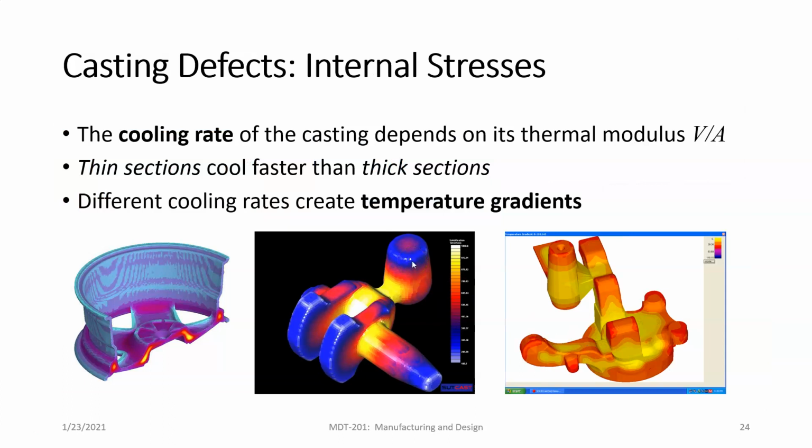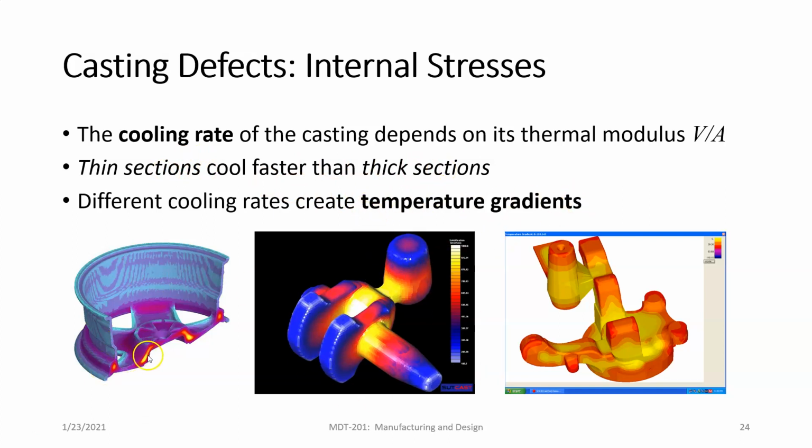Internal stresses arise from the cooling rate and how thick sections and thin sections cool differently, right? So thin sections are going to cool faster than thick sections. I think that's obvious, right? Thick sections are going to have more heat in them, so they're going to stay liquid longer. Thin sections are going to dissipate that heat, and they're going to solidify faster. So different cooling rates between thin sections and thick sections are going to cause temperature gradients.